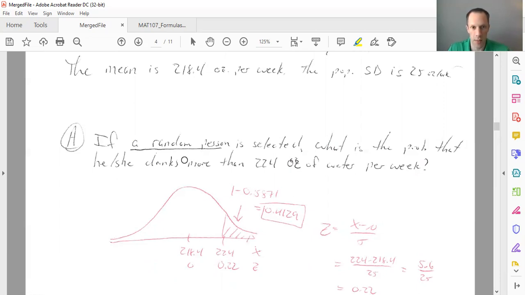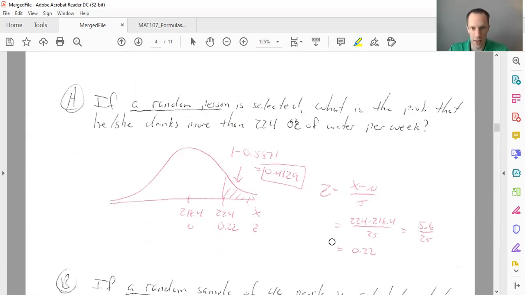Okay, we're shading to the right because the question says more than 224 ounces. Now, in order to get the area that we've just shaded, we're going to convert everything into z-scores. So remember, value minus the mean divided by the standard deviation. The individual value is 224, the mean is 218.4, and we're dividing by the standard deviation of 25. Well, when you subtract in the numerator, that gives you 5.6. We're dividing that by 25, and we get 0.22.